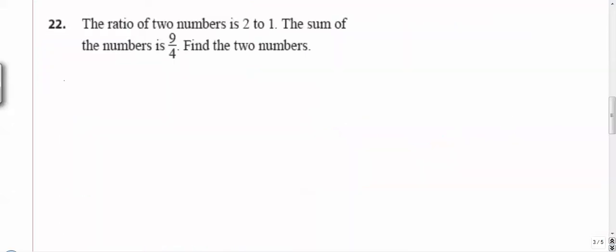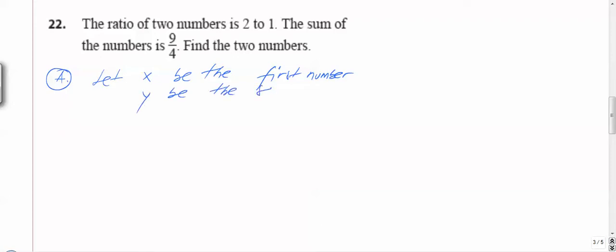The ratio of two numbers is 2 to 1. Alright, so as in the previous problem, you're going to say, let x be the first number. Let y be the second number.